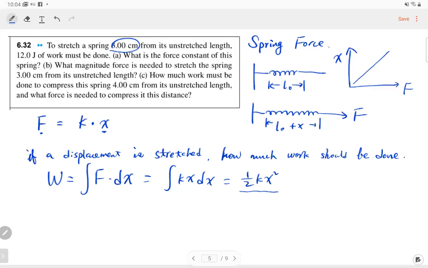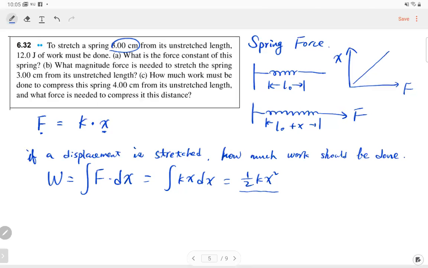So if the force is not constant, then we're going to use integration. And the force has a relation with displacement. That's kx equal to force. So the work equals the integration of kx times dx. This integration gives us the result 1/2 kx².